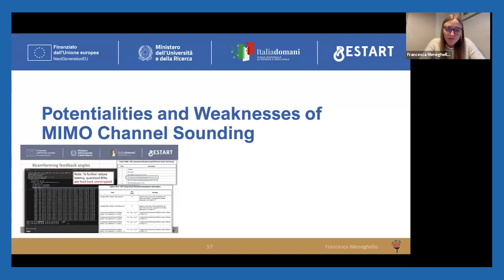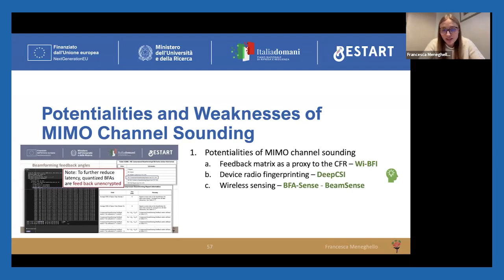But first, I want to show you some results that we obtained in our research. And what we found is that the fact that the feedback is transmitted back unencrypted by the station to the access point can be used for implementing some useful application in Wi-Fi networks, because the feedback can be used as a proxy for the channel frequency response. And we tried to use it for two different applications.